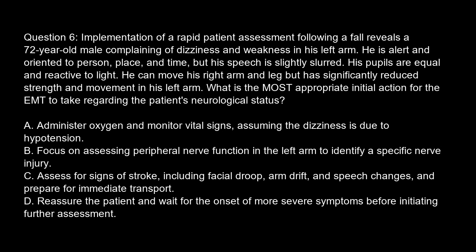What is the most appropriate initial action for the EMT to take regarding the patient's neurological status? Option A. Administer oxygen and monitor vital signs, assuming the dizziness is due to hypotension. Option B. Focus on assessing peripheral nerve function in the left arm to identify a specific nerve injury. Option C. Assess for signs of stroke, including facial droop, arm drift, and speech changes, and prepare for immediate transport. Option D. Reassure the patient and wait for the onset of more severe symptoms before initiating further assessment.